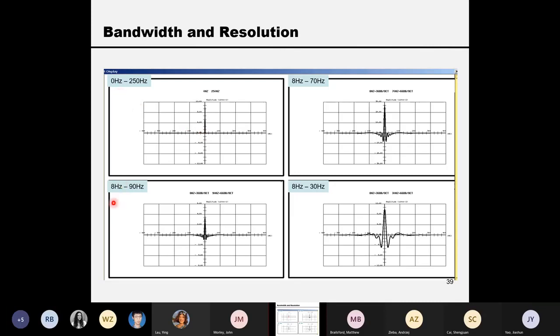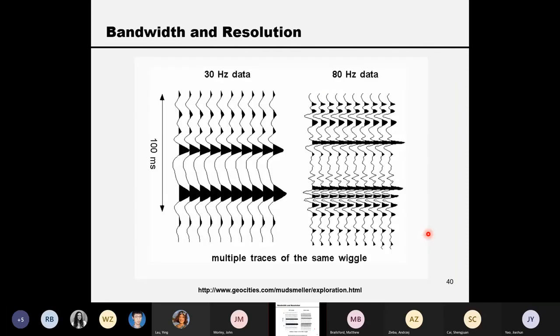But if you have 8 to 90 hertz, it looks like this. That's called a sinc function, quite similar to the spike, but not exactly. And if the bandwidth is reduced to 8 to 70, the wavelet becomes even wider, and 8 to 30 much wider, right? So that's the effect of the wavelet.